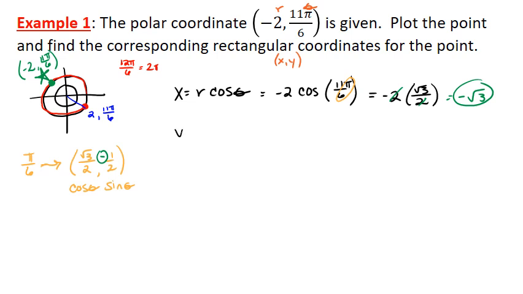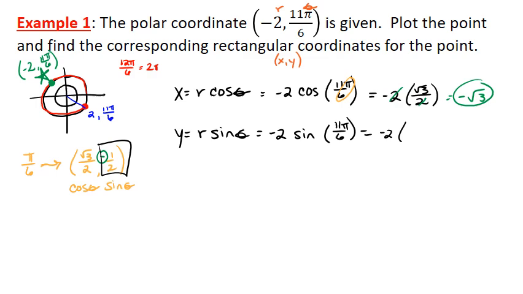Now let's find y in a similar fashion. From the previous slide, we found that y is equal to r sine of theta. So again, r is given to us as -2, times sine of 11π/6. We have found right here that sine of 11π/6 is -1/2 in that fourth quadrant. So this gives me a value of 1. So we have found that the corresponding rectangular coordinates are (-√3, 1).